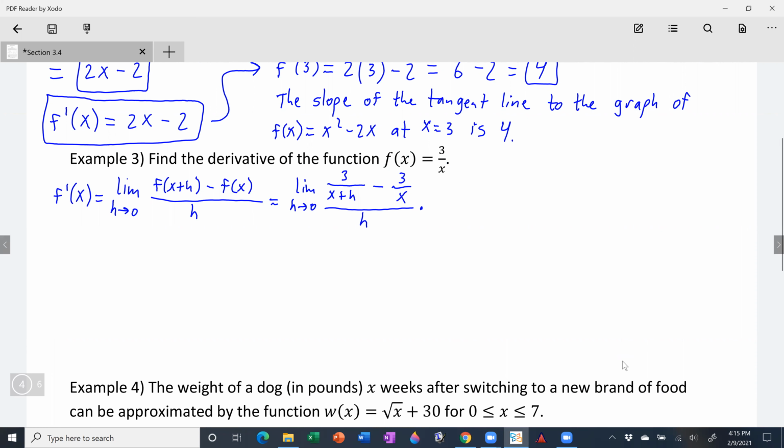So the common denominator of all of the fractions here are x plus h and x separately. So I'm going to multiply the numerator and the denominator by x times x plus h. Okay, and it's going to get a little bit chaotic, but there'll be some nice reducing.